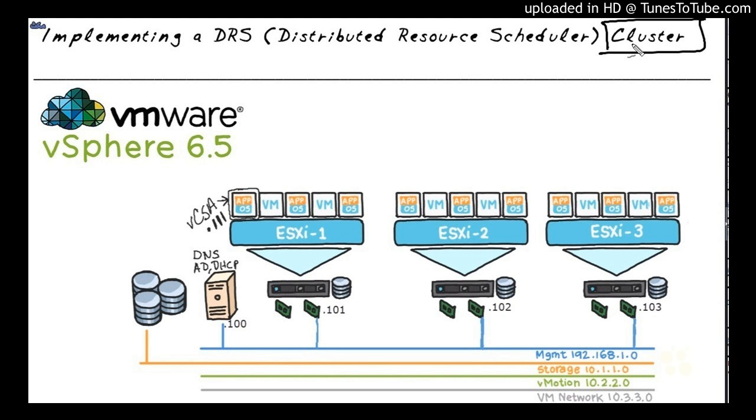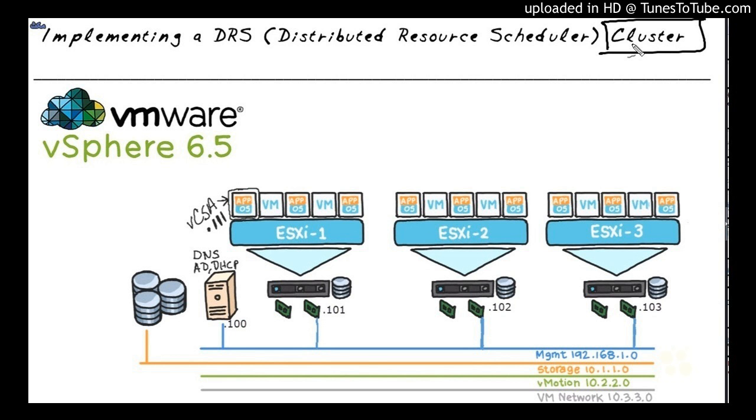So in the lab, I'm going to select Manual for the automation level, and I'd like you to do the same when you do the hands-on lab, and that way we can see the recommendations and actually allow the recommendations, and not just have it go crazy in the background, moving VMs around. Also, we have a migration threshold.